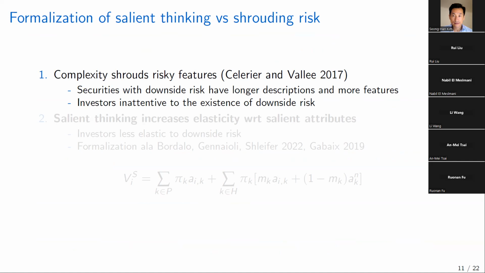So the early generation of literature in this space, so the QJ paper by Boris and Vele, also talks about complexity.